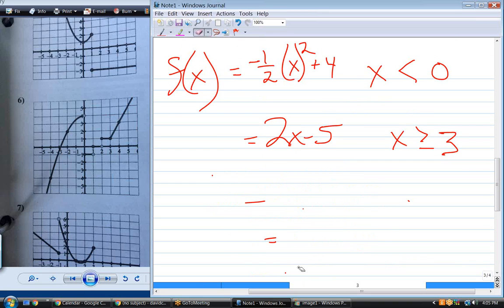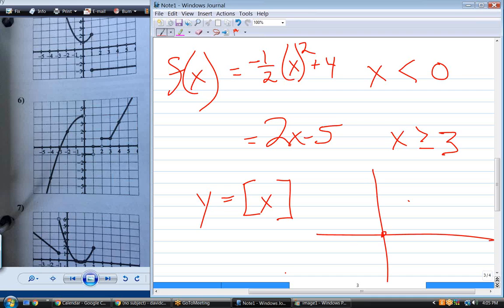And that leaves just the middle section. Well, that's the greatest integer function. Meaning if x is 5.1, y is 5. If x is 5.9, y is 5. If x is 6.0, y is 6. The greatest integer function plots like this.